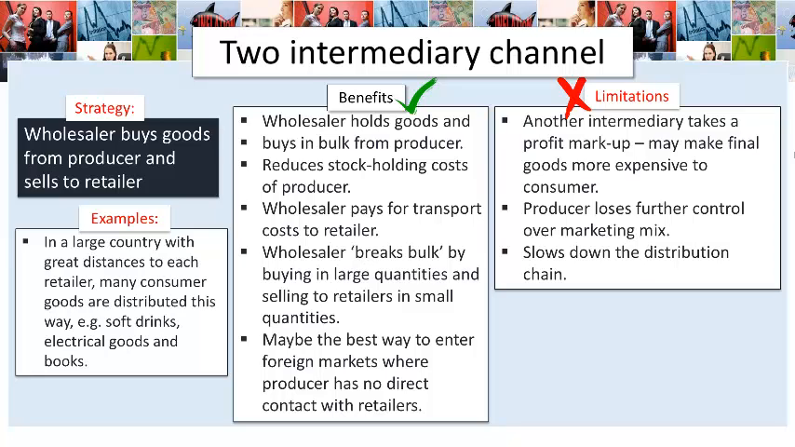Limitations: it's another intermediary, and each intermediary in the supply chain channel of distribution is going to take a profit markup, and again it's another added cost which will be added on to the price that is charged to the consumer. The higher the price, the less demand. Also, the producer loses further control over the marketing mix, and it slows down the distribution chain.